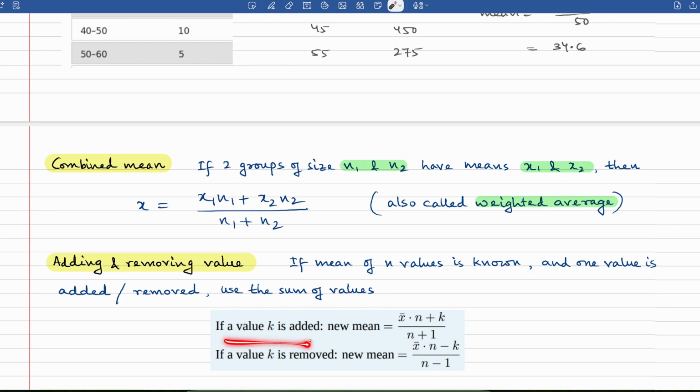So if a value k is added, then the new mean is x bar times n plus k divided by n plus 1, because one more value is added, so now you divide by n plus 1. If a value k is removed, then the new mean is x bar times n minus k divided by n minus 1. Since the value is removed, you now divide by n minus 1.